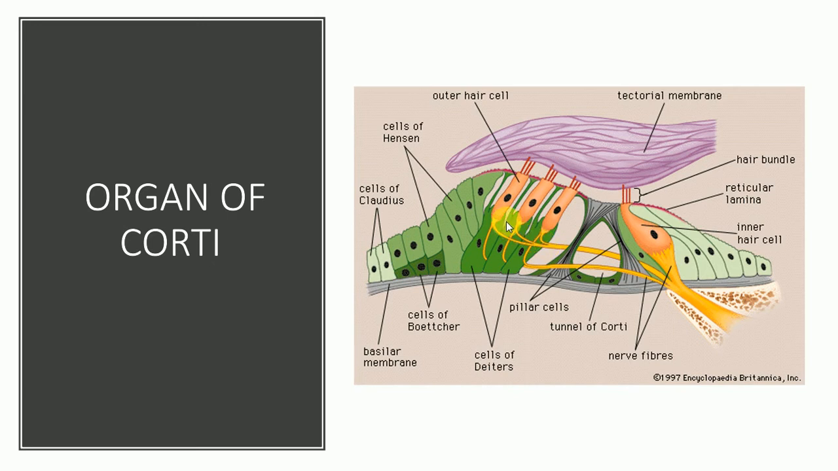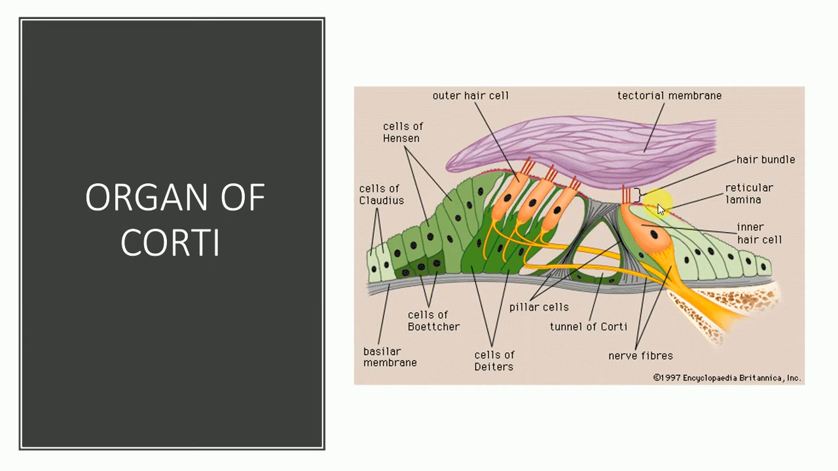Now, the organ of Corti has specialized structures. Firstly, we have the rods of Corti. These connect this basilar membrane with this supporting structure here called the reticular lamina, and this here forms the tunnel of Corti.